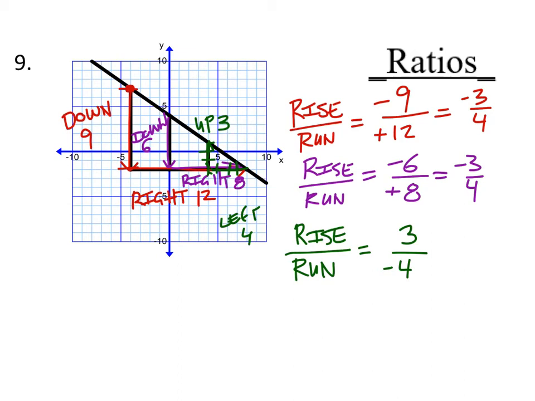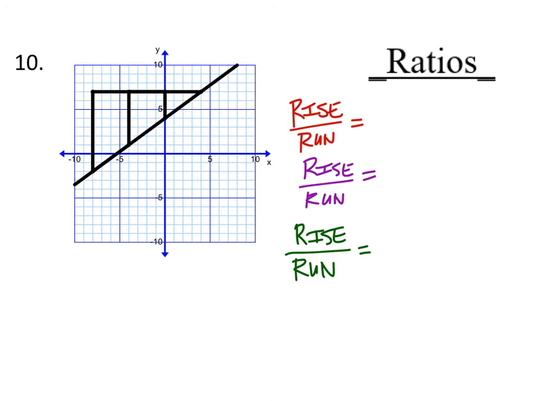On this one, if you did go down 3 and then to the right 4, you'd still get the -3/4. Again, it's just changed where that negative is. So they'll have the same value on this. All right, take 1 minute and do number 10. There's 3 triangles on this one.